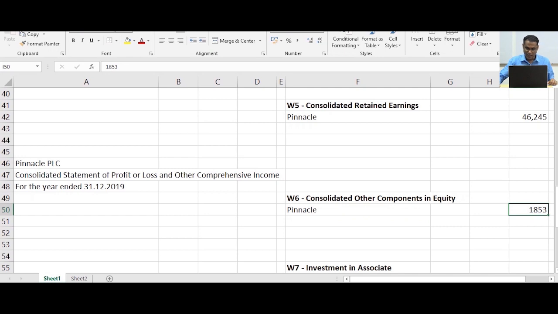Because if any reserve is there in the parent's books, you do additional working. You see, consolidated retained earnings, you have taken the parent's retained earnings. Consolidated other components of equity, we have taken the parent's other components of equity. For any reserve of the parent entity, do a separate working. Then that's it with regard to the equity section.